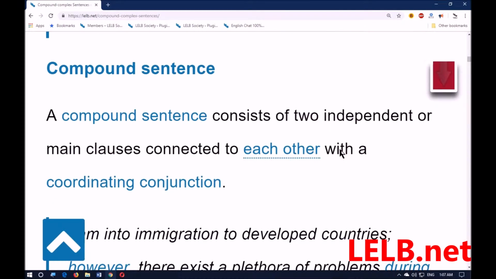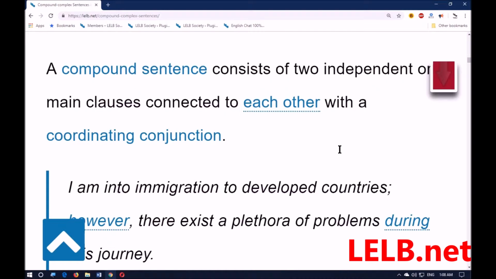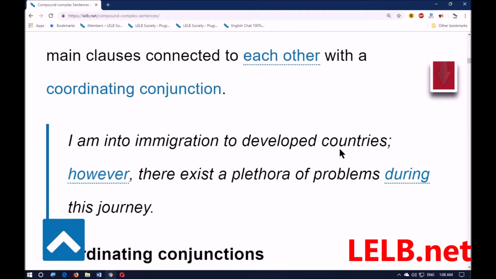A compound sentence consists of two independent or main clauses connected to each other with a coordinating conjunction. So, when we have two independent clauses or main clauses joined together with the help of a coordinating conjunction, then that is a compound sentence. And I will let you know what coordinating conjunctions are.